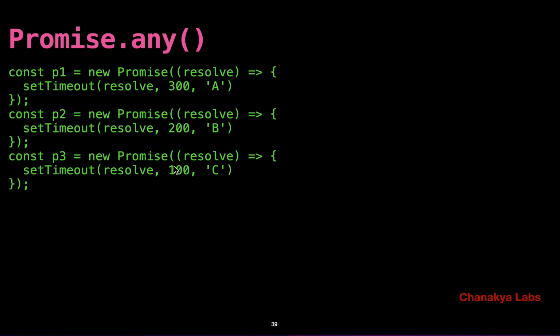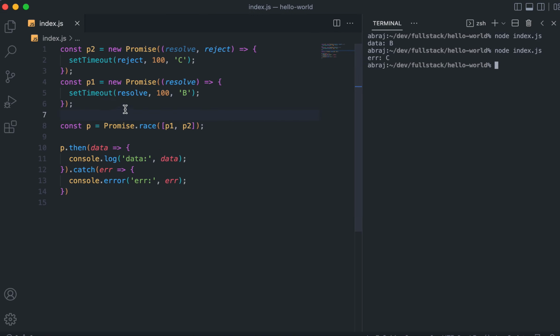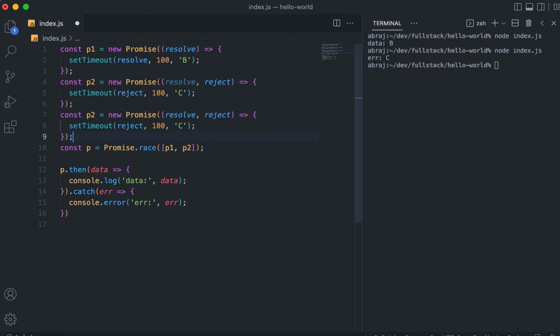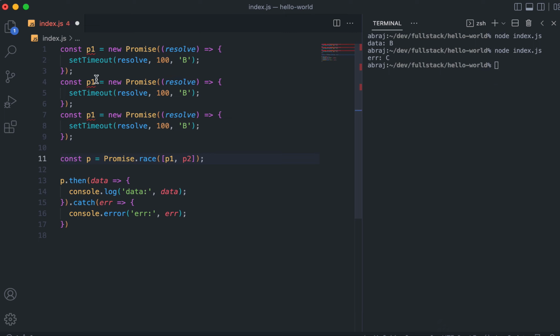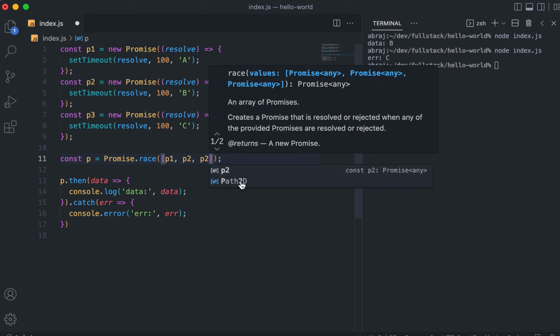Okay, now let's see something called any. So any is also similar to race, with a slight difference. So yeah, so let's see. So let's say this is P2, this is P3, and this is A, this is C. Okay, and let's use all the three promises.